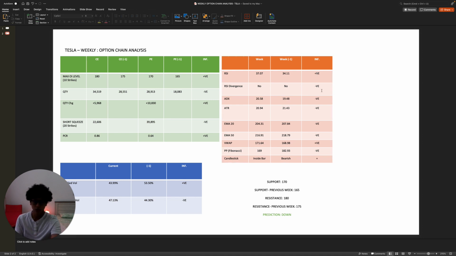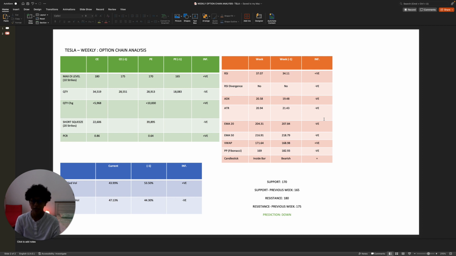There's no divergence, which is negative. ADX has gone up, which is negative, since Tesla is going down. ATR has gone down, which is negative. EMA is lower, which is negative. EMA 20 and 50 are both lower, so it's two negatives. VWAP is higher, which is positive.